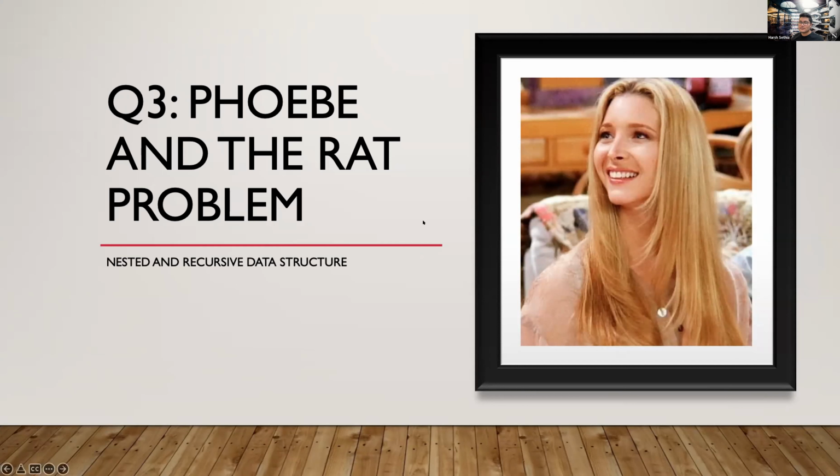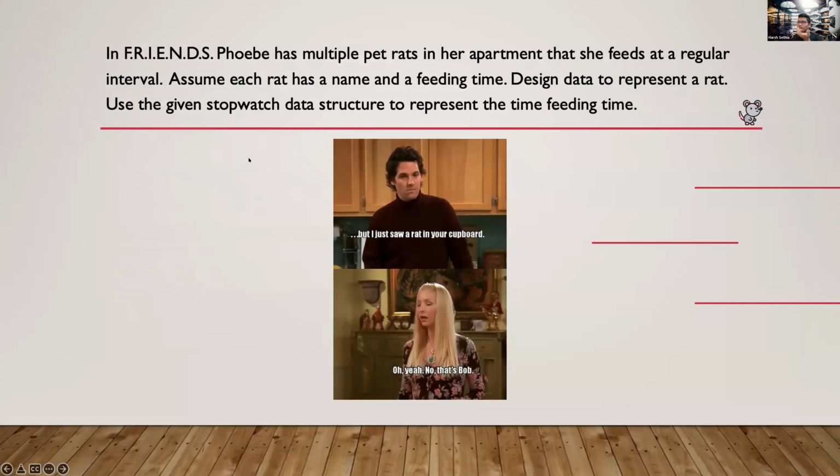So in this specific thing, we cover nested structures, which is when there is a structure inside another structure, and how we deal with the design recipe for that. And then we'll use that to move forward into the recursive data structures. So we'll look at the self-referential data structures, and then we'll move on to lists using the same. In Friends, Phoebe has multiple pet rats in her apartment that she feeds at a regular interval. In this case, we're going to assume each rat has a name and a feeding time, and design the data to represent a rat.